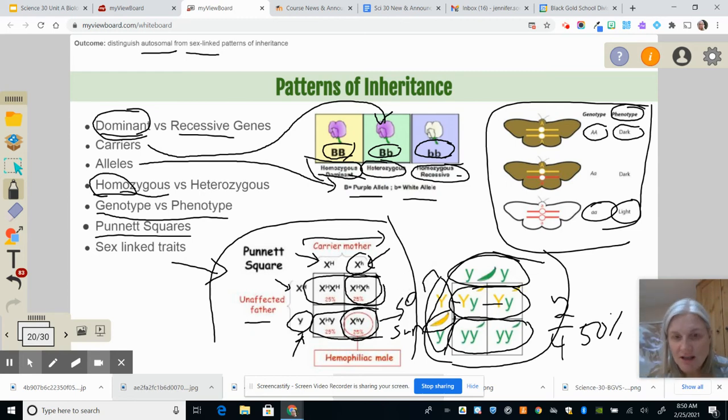So if the question is, what percent chance that a son has hemophilia, it's going to be 50-50, right? There's only two possibilities for the sons, these two. 50% chance that a son will have hemophilia. None of the daughters will have hemophilia, but 50% of the daughters are likely to be carriers.